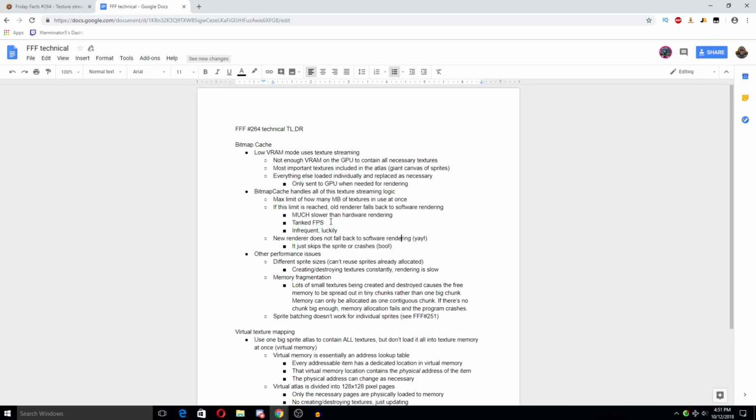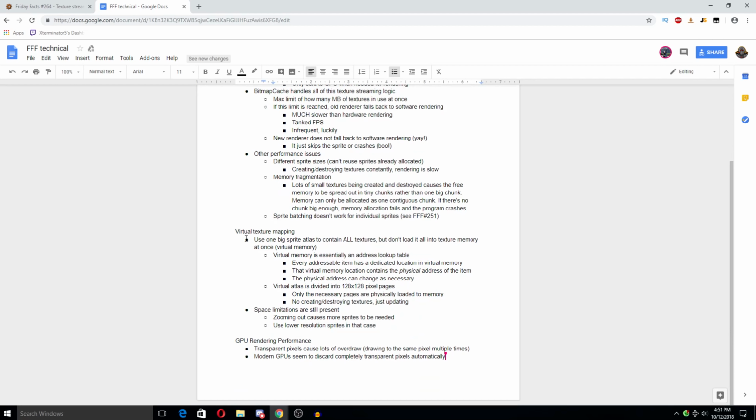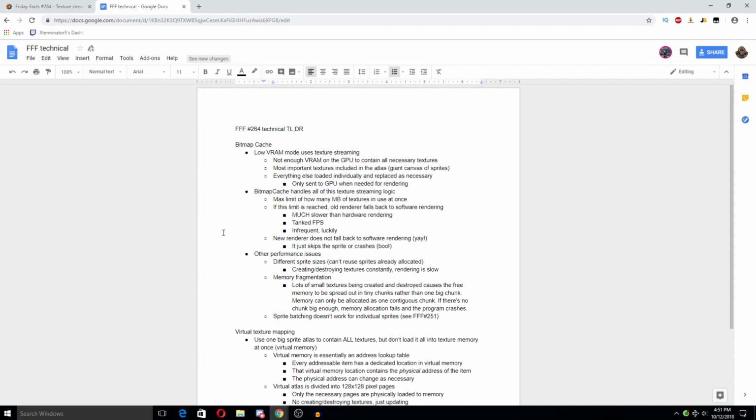Okay, so that takes care of that first section, pretty much. The Bitmap Cache is the name of the class that they wrote to handle all this texture streaming logic, and they did that in 0.16 actually. The low VRAM mode was added in 0.16, and it's essentially texture streaming. But if you remember, recently they said that they're completely redoing the renderer for 0.17, so that old logic is not necessarily valid anymore. Right, they are going to redo that.